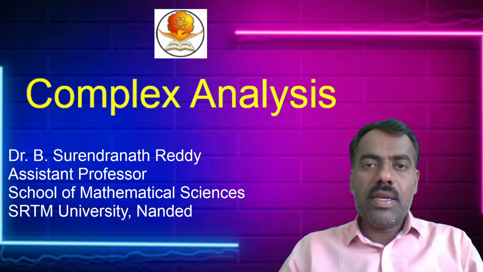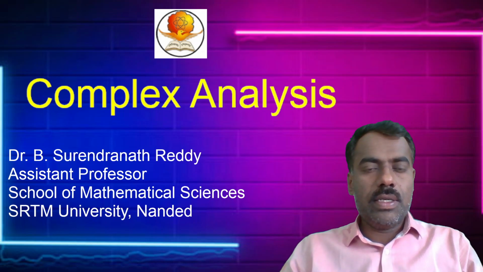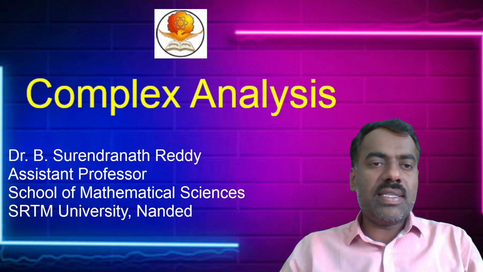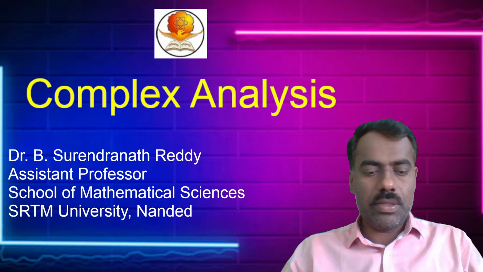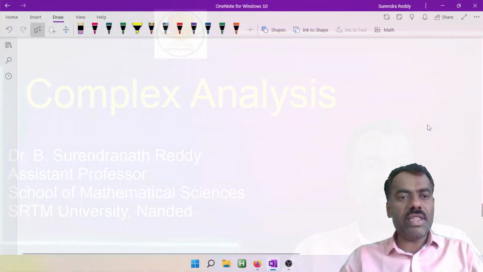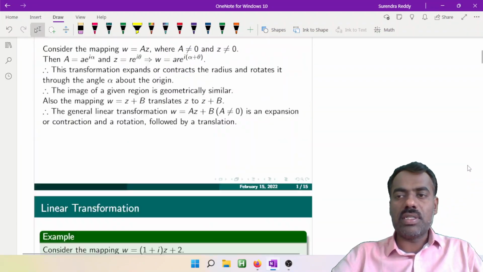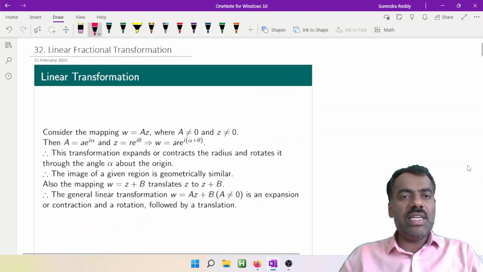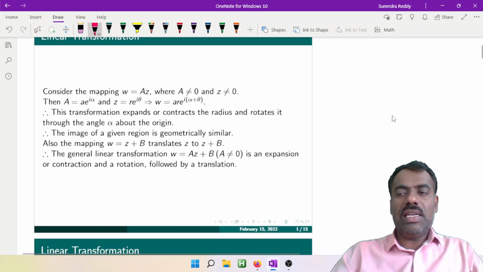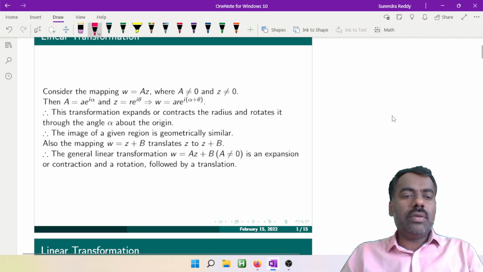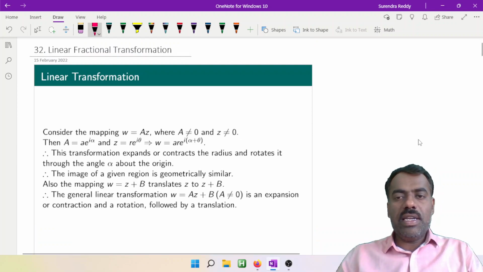In this class, we'll discuss mappings by elementary functions, how any regions or curves will be transformed under certain transformations. To start with, we'll begin with a basic linear transformation. Under this linear transformation, we'll understand how a curve or a region will be mapped. So start with linear transformation.